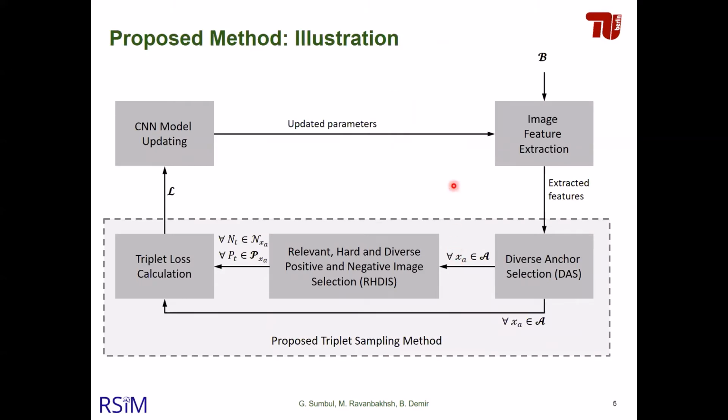There are two main steps. First step selects diverse anchors from a training mini-batch B based on the extracted features from a CNN backbone. Second step selects corresponding relevant, hard and diverse positive and negative images for each anchor XA. Then triplet loss is calculated based on the selected triplets. With that, the CNN backbone is updated. I will explain each step of our method in the upcoming slides.